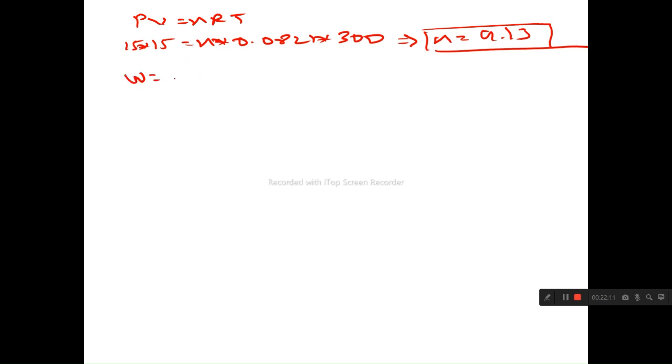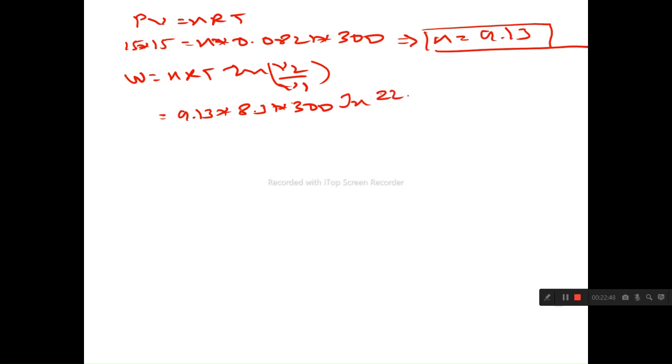The work done in an isothermal process is given as, I'll write one more time, nRT ln of V2 by V1. That is given as 9.13 into R, which is 8.31, into 300, ln V2, which is the final volume we have calculated, 22.5, divided by 15, V1. If you calculate this on the calculator, it will come to 9244 joules.